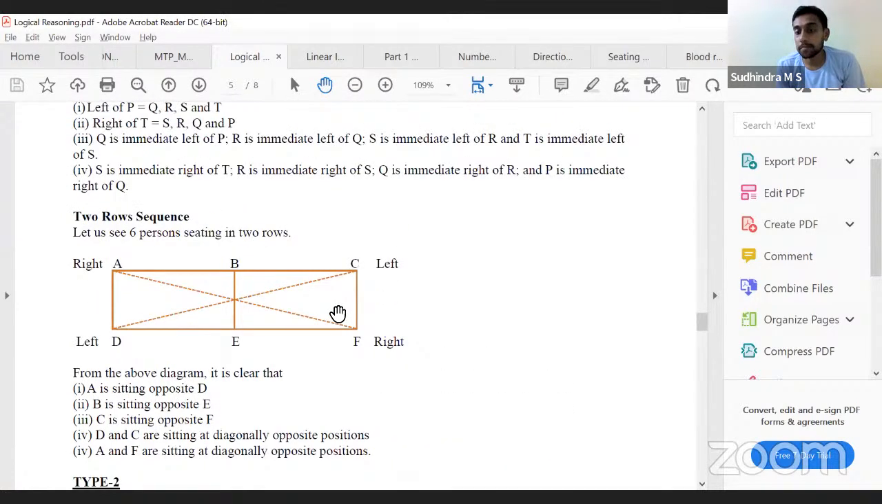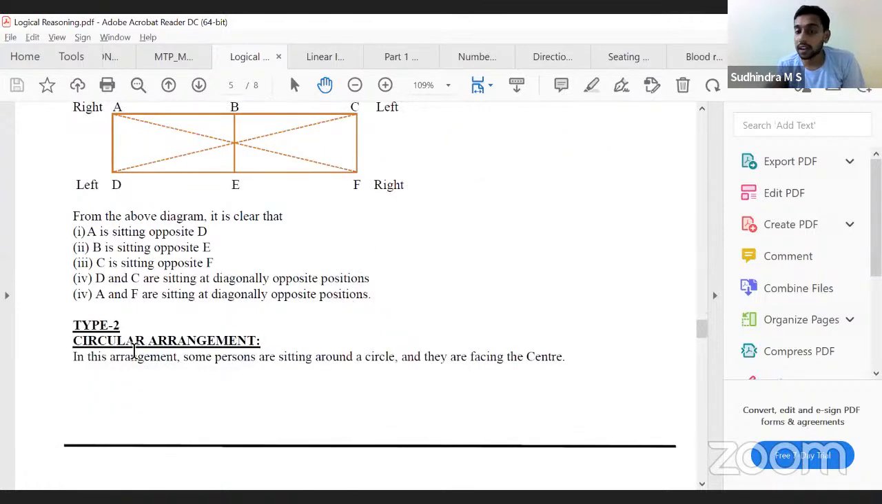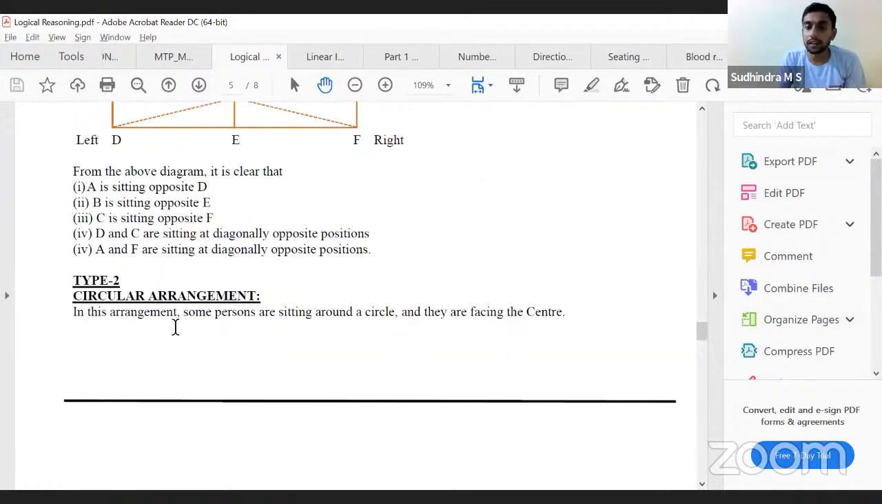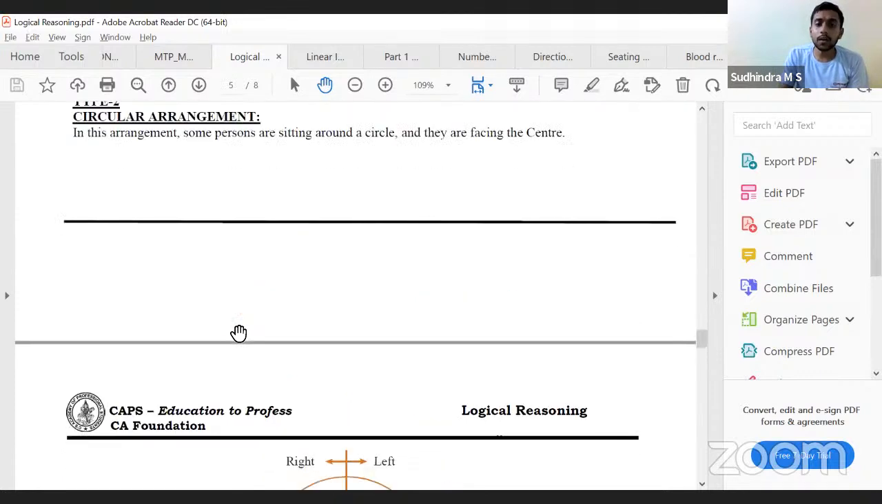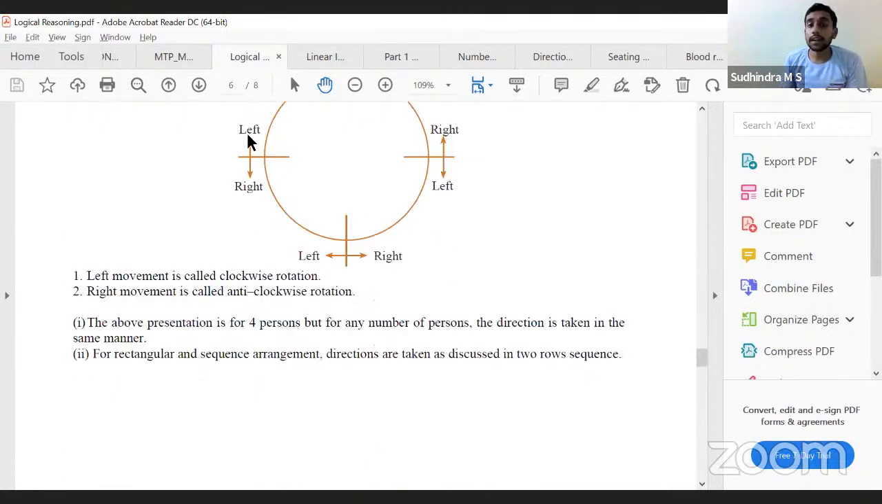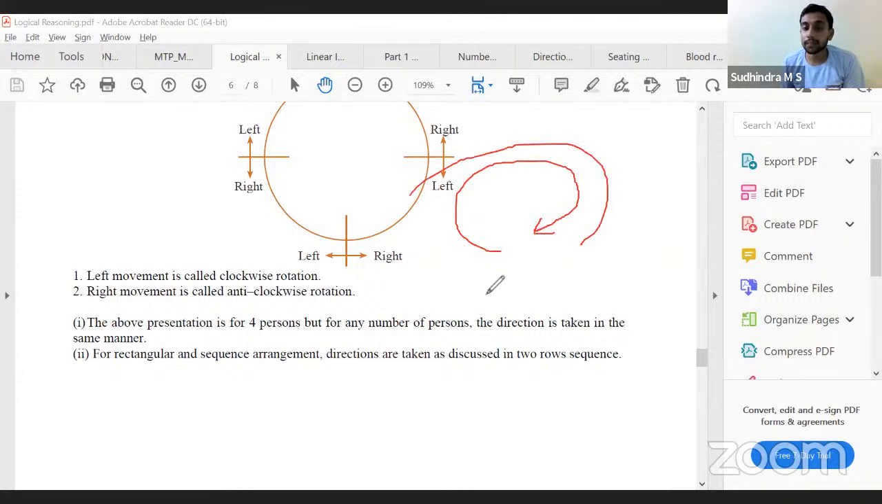That is linear. The second one that we have is circular, an arrangement in a circle. In a circle, what we have to focus on is that they will give you left and right. What is left and what is right? We all know clockwise and anti-clockwise. This is clockwise. Anti-clockwise is the other way.